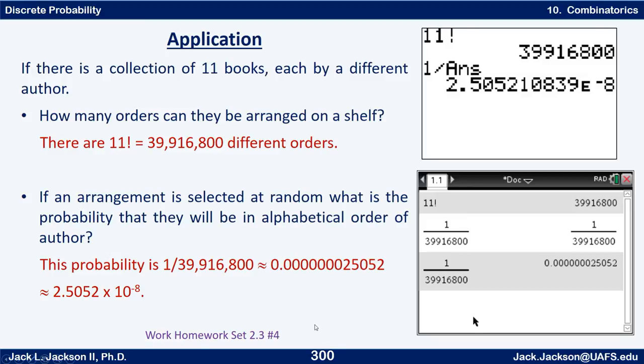Okay, so that is the factorial function, and it's used to count the number of distinct orders you can put distinct objects in, and that's n factorial.